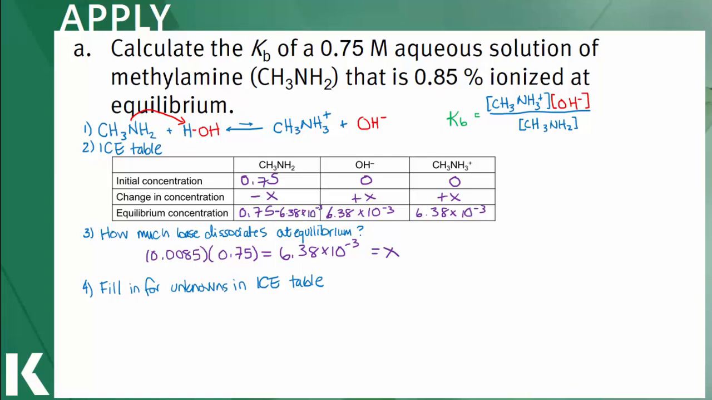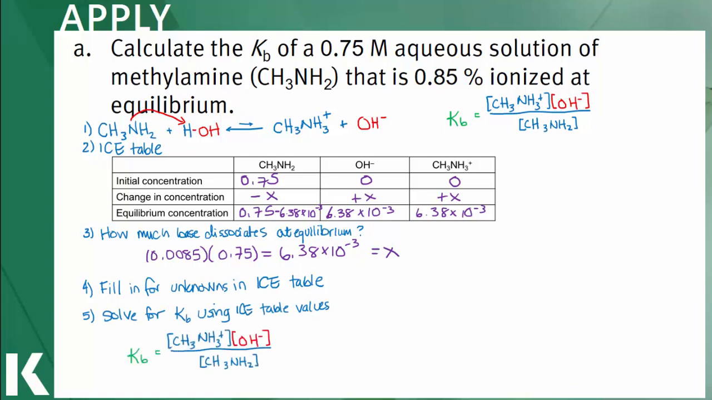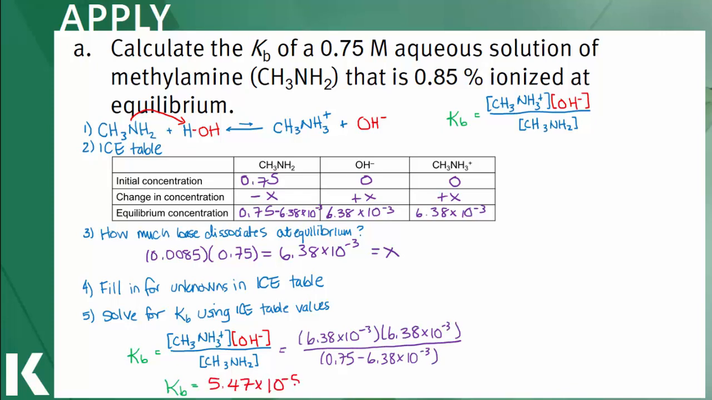Our last step is to fill in the Kb expression from earlier using the values in the table. So the same Kb expression from earlier with the filled in values from the table gives us a Kb value of 5.47 times 10 to the minus 5. This is the relative proportion of the products to the reactants, and since the value is a fraction of 1, we know that this is indeed a weak base and methylamine will stay mostly deprotonated in solution.